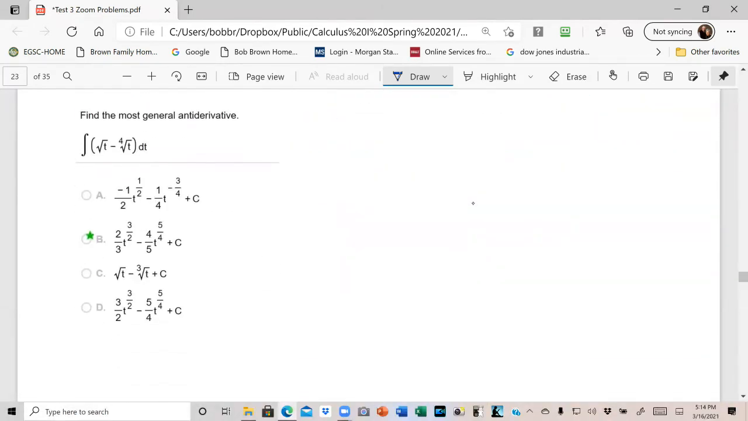Now we want to find the most general antiderivative here. Here we need to rewrite this as the integral of t to the 1/2. Remember, the square root function is equal to t to the 1/2 power. And here we have a fourth root, so that would be minus t to the 1/4 dt.